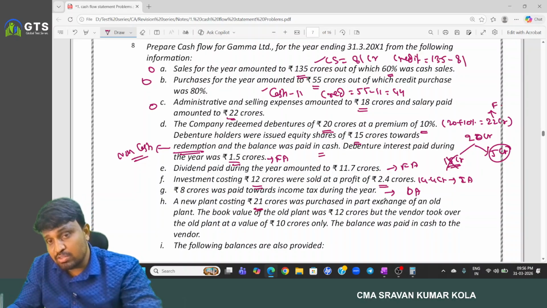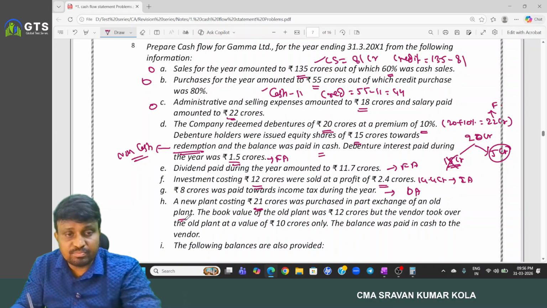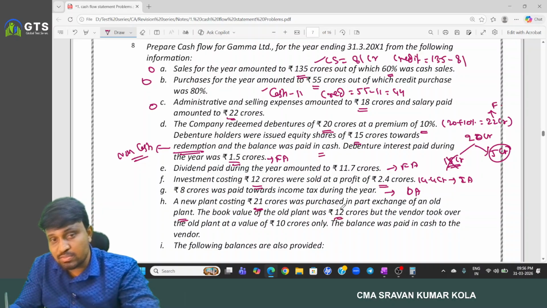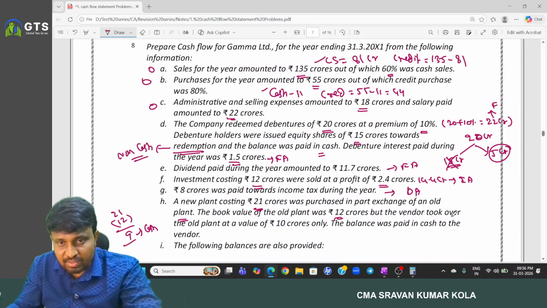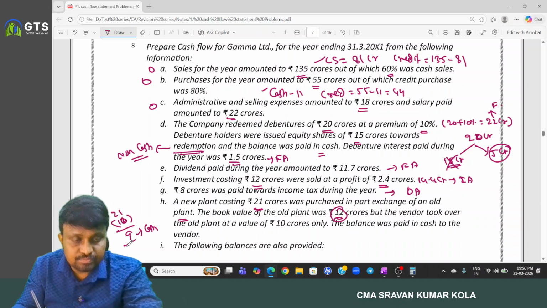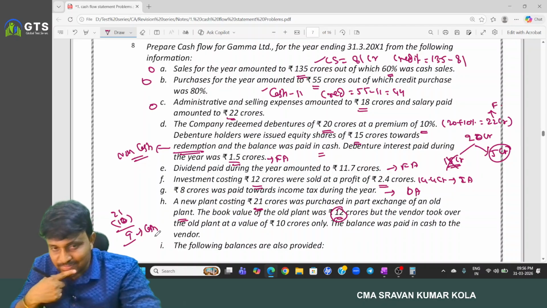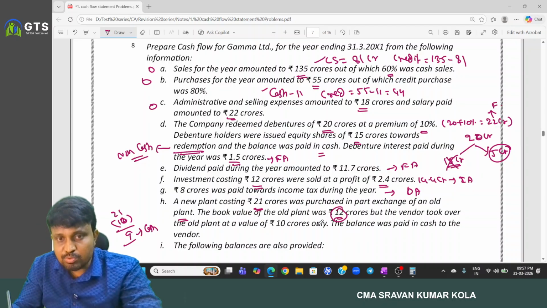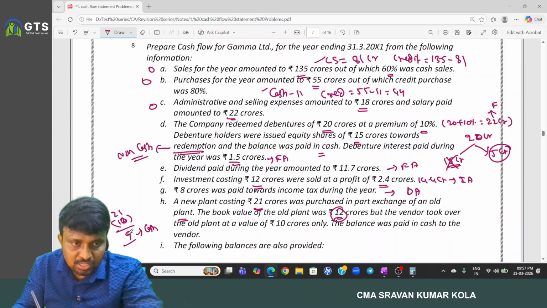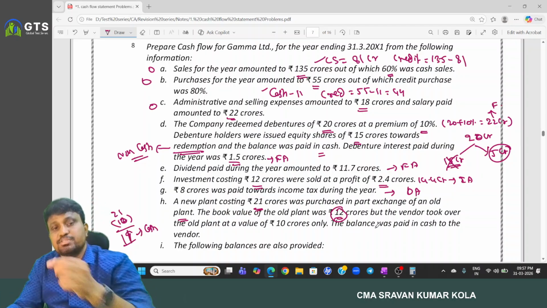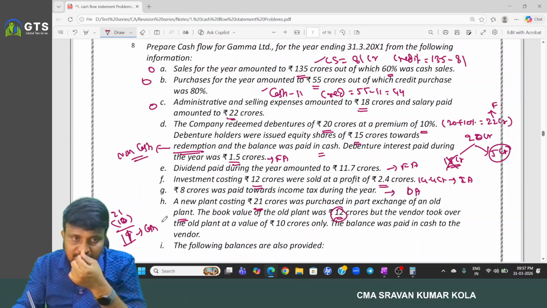New plant costing 21 crore purchased in part exchange of old plant. Book value of old plant is 12 crore, means 21 minus 12, 9 crore. Sorry, we consider the book value of 12 crore, but the vendor took over the plant at 10 crore only. So nothing but 11 crore we paid in cash. So this 11 crore is an investing activity.